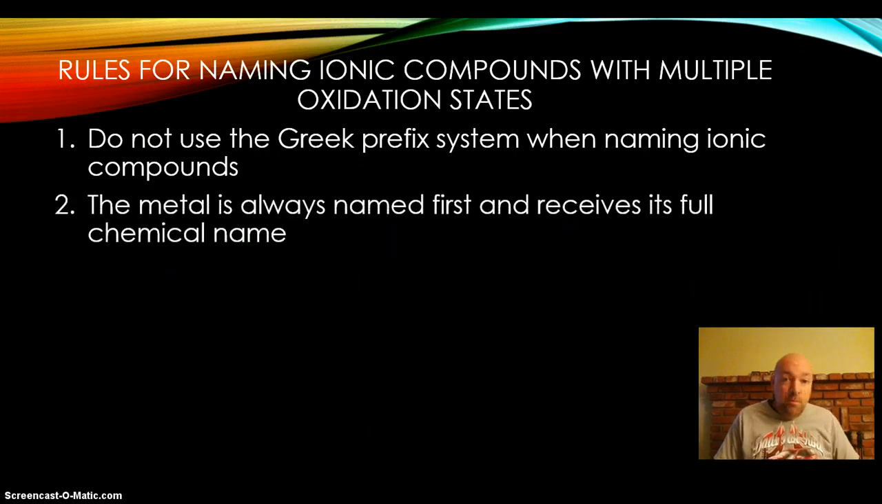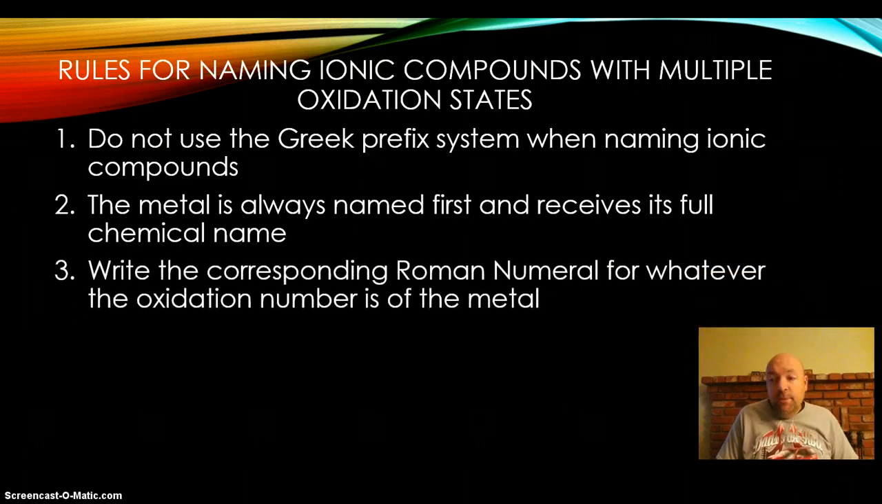Which we said was our first step. The metal is always named first, and it receives its full chemical name. And that doesn't change when you're naming ionic compounds that have multiple oxidation states. You're still going to take a look at your metal, and it's going to get its full name. So whether it's an alkali metal, an alkaline earth metal, a transition metal, a post-transition metal, it doesn't matter. It's still going to be named first, and it will still receive its full chemical name. So that's the nice thing, that rule doesn't change. If it's a metal, it will receive its full name, period, end of story. It's the thing that happens next that changes.